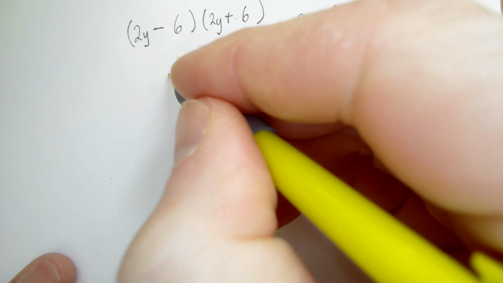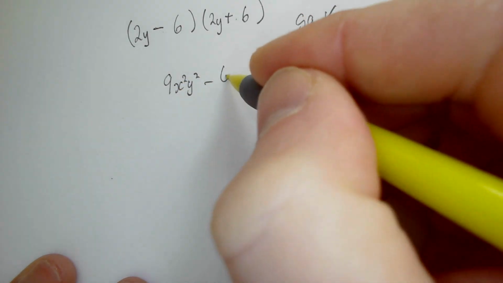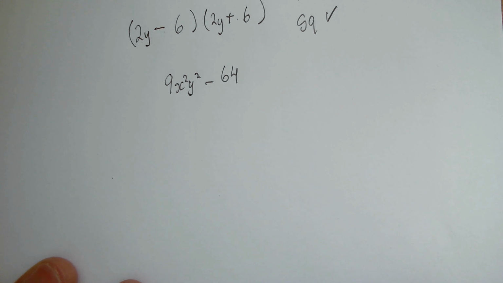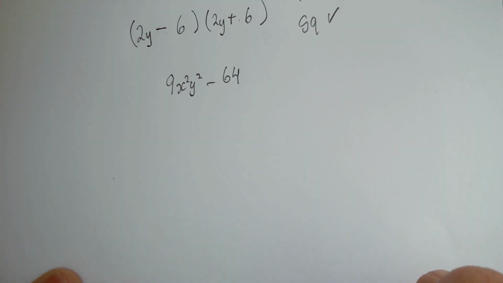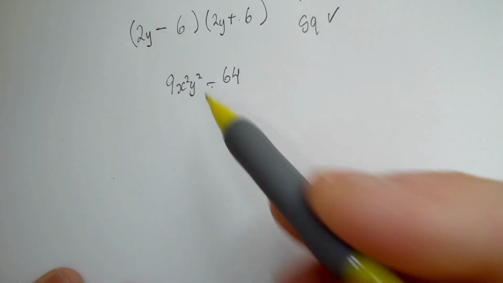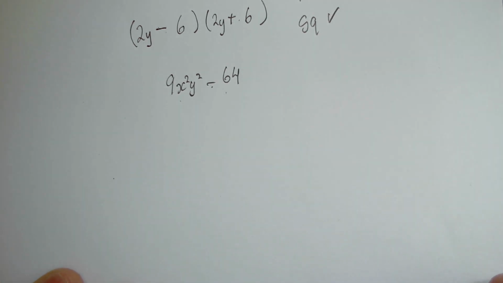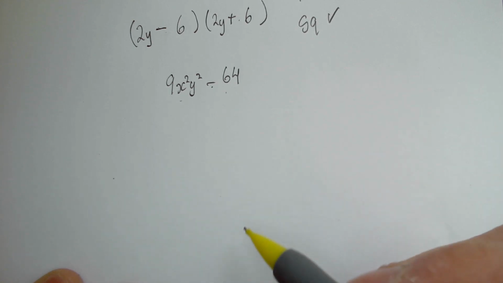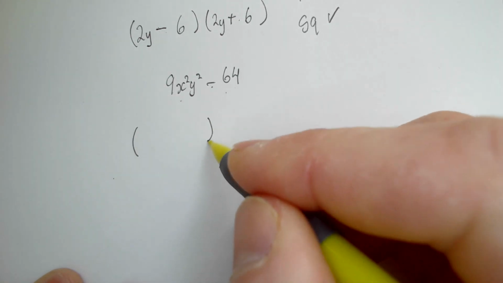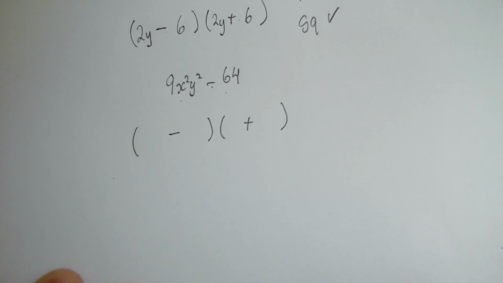What about this one? What about 9x squared y squared minus 64? Okay, well, you might say lots going on here, but still we know what our test is. First thing we want to do is recognize it as a difference of two squares. There's our difference here, that's the subtraction. We have 2 terms, okay? And both of those terms are square terms, okay? So now we know it's a difference of two squares. We can draw up our brackets, put a minus here and a plus here.